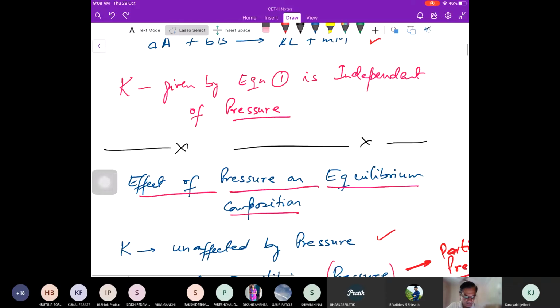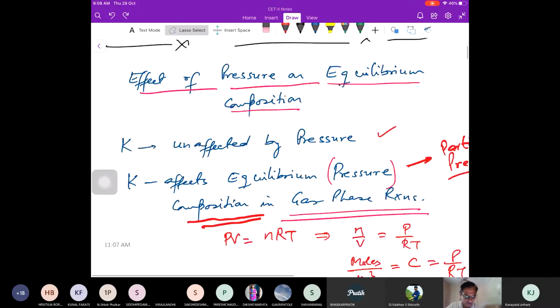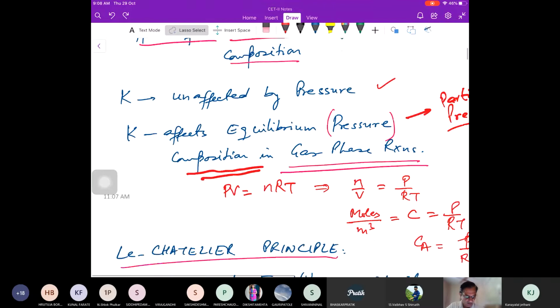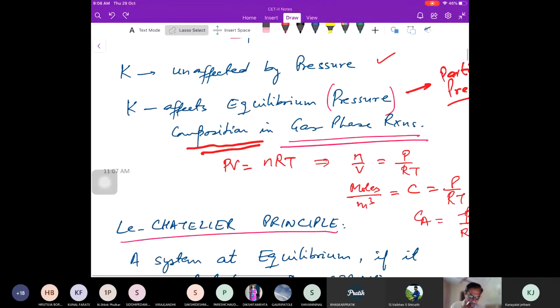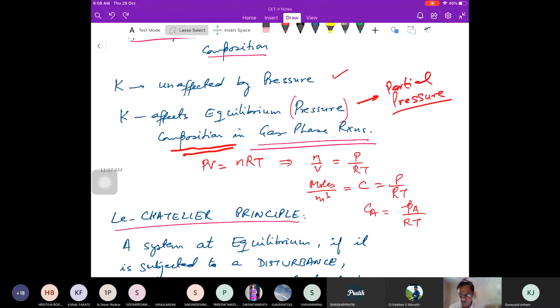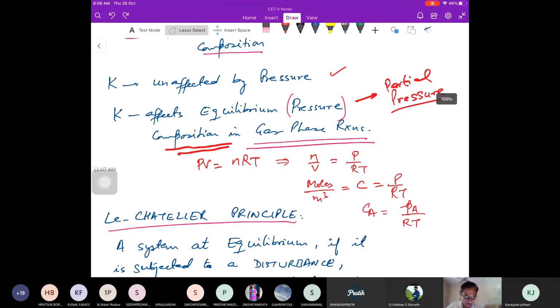Okay, let's proceed. So although there is no effect of pressure on K, there is an effect on composition because K is equal to some function of composition, right? So K affects equilibrium composition or pressure because we have seen K we can define in terms of Ka, Kf, Kp, right? So when we talk about Kp, we are talking about partial pressures, right?